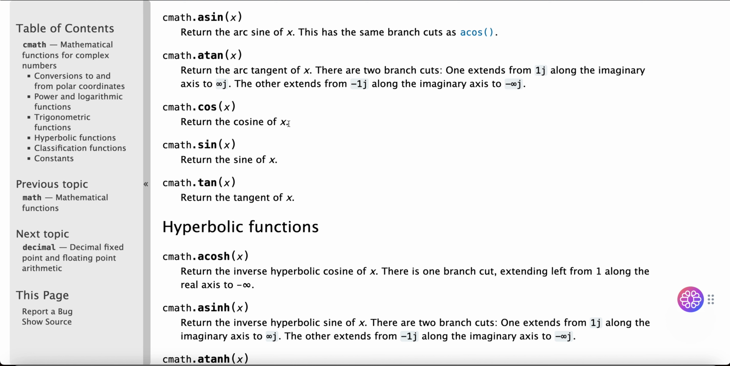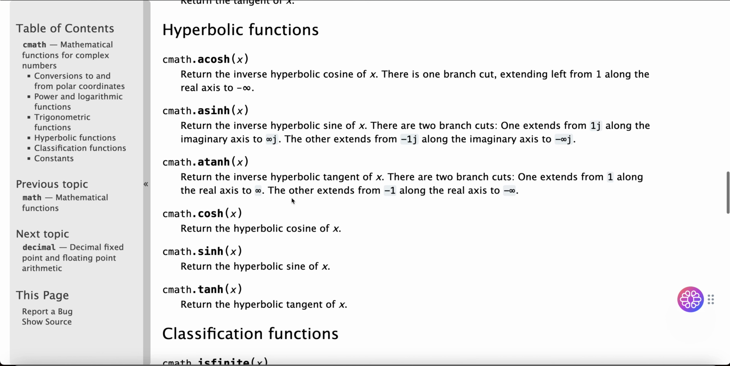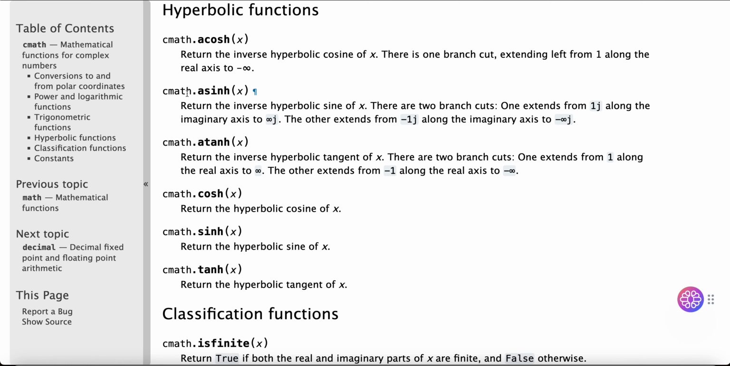cmath.cos(x) returns the cosine of x. cmath.sin(x) returns the sine of x. cmath.tan(x) returns the tangent of x. Hyperbolic functions. cmath.acosh(x) returns the inverse hyperbolic cosine of x. There is one branch cut extending left from 1 along the real axis to minus infinity.